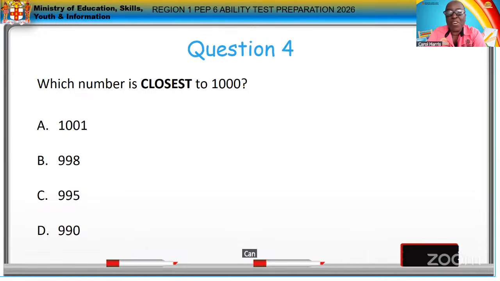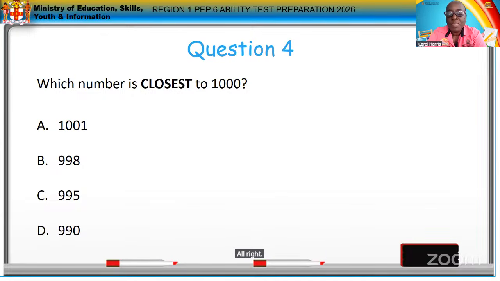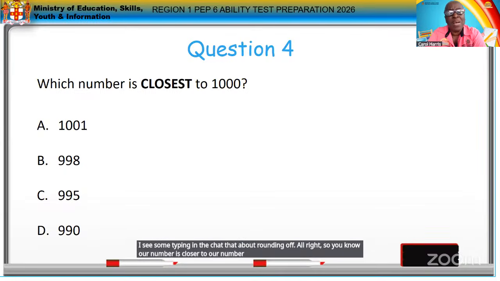Before you tell me the answers, how do I know two numbers are close to each other? By rounding off? All right. Type in the chat, please. Don't open the mic just yet. I see some typing in the chat: by rounding off. So you know a number is closer to another number by rounding off. I'd love to hear that rounding off discussion a little more. By subtracting.